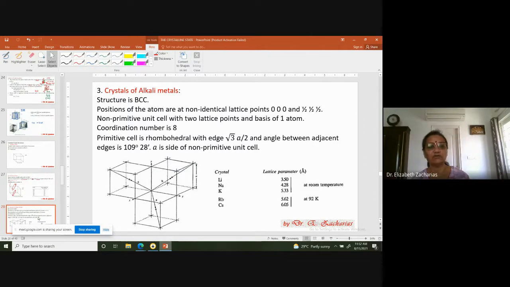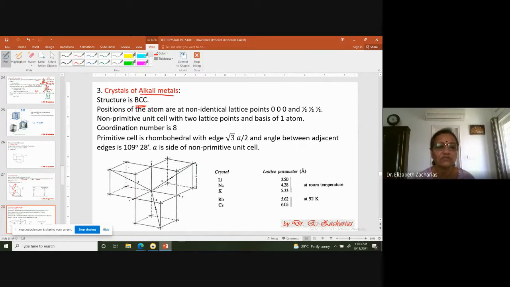Now let us look at the crystals of alkali metals. This is another structure. So now look at this. The structure is BCC. And look at this. This is an alkali metal. Now you will say, why are you saying the structure is BCC? We are talking of alkali metal. All the lattice points are equivalent. They are going to be occupied by the same atom. So the structure is BCC. So your crystal structure and your Bravais lattice are going to be the same in this case.